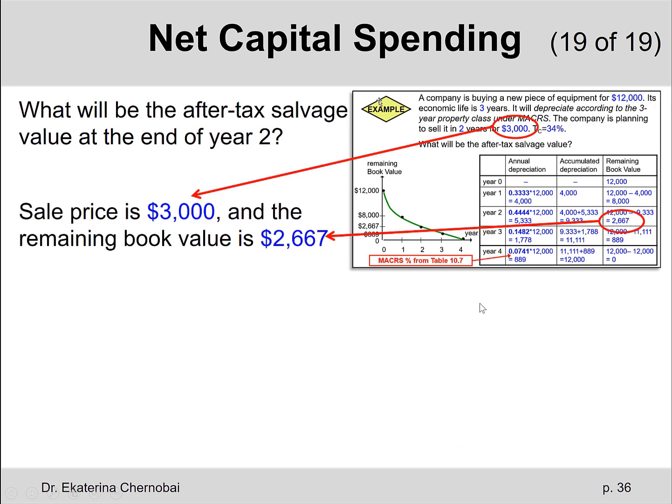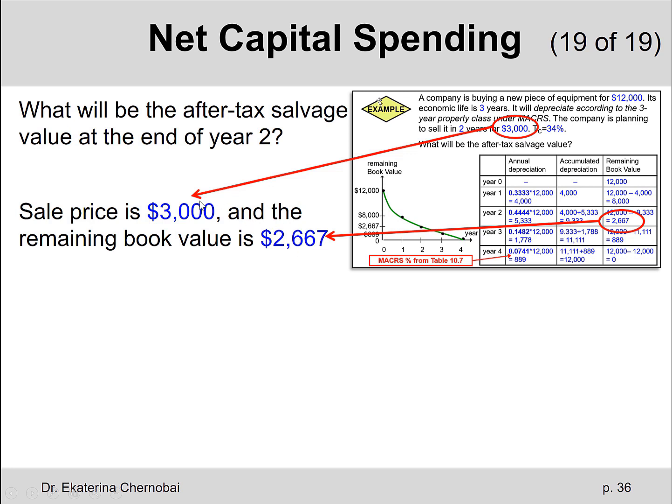What do we do next with this information? We then can calculate how much money we get to put in our pocket when we sell the equipment after 2 years. We will be selling it for $3,000, which is given, and that's more than the remaining book value at that time, $2,667.